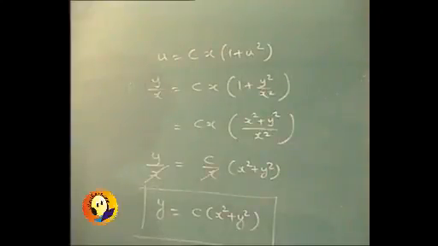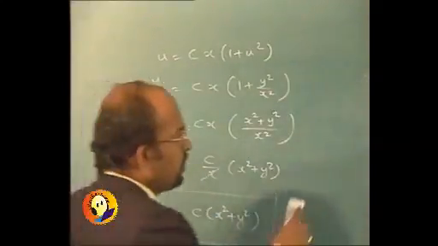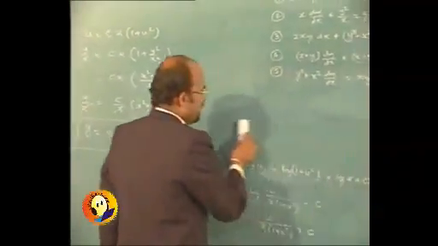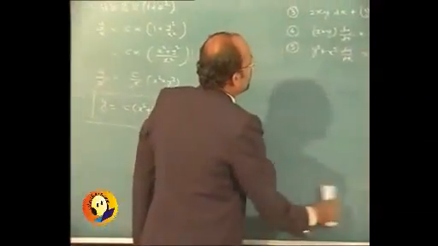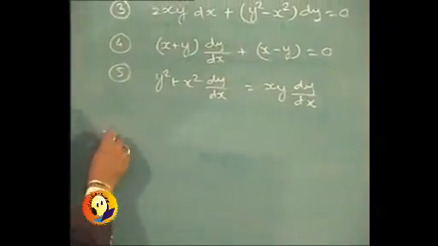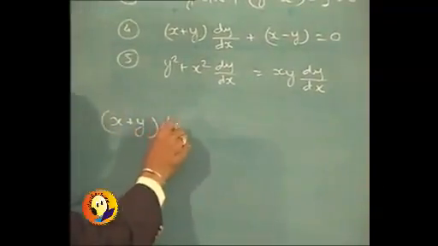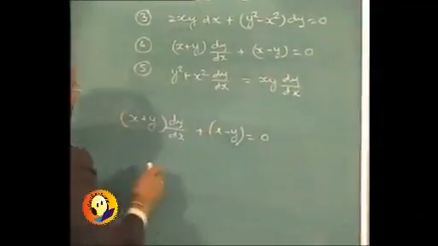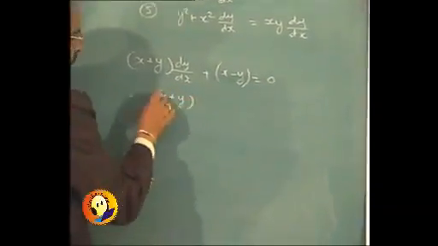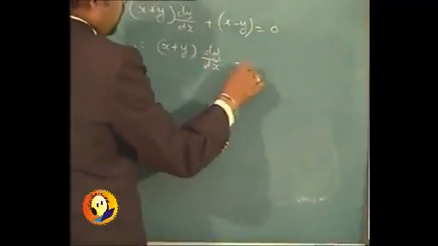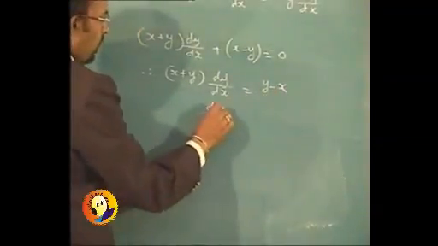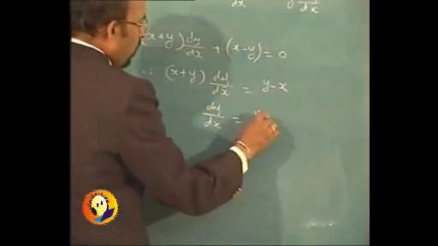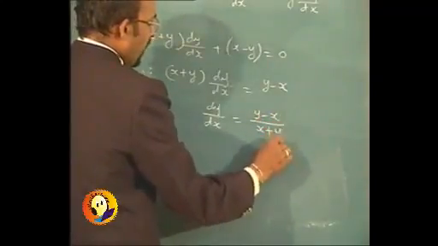Now we will proceed to problem number 4, and problem number 4 is x plus y dy by dx plus x minus y equal to 0. So it is x plus y dy by dx plus x minus y equal to 0. Therefore x plus y dy by dx equal to y minus x, or dy by dx is equal to y minus x upon x plus y.